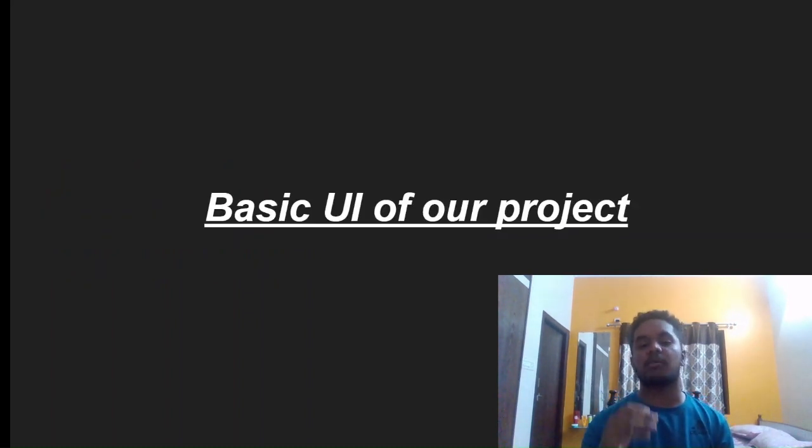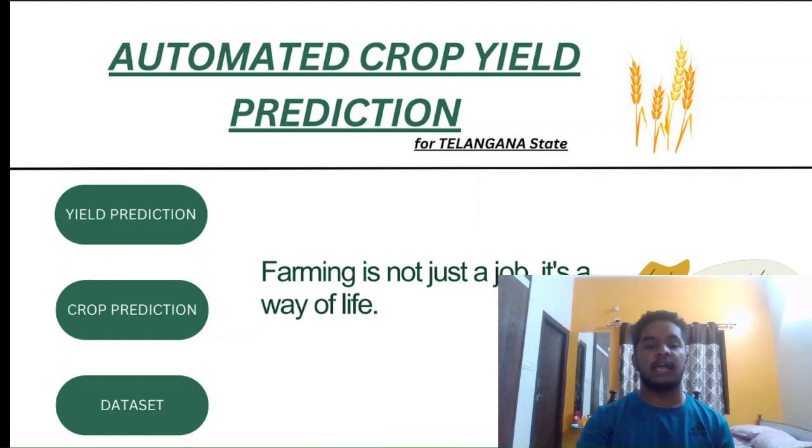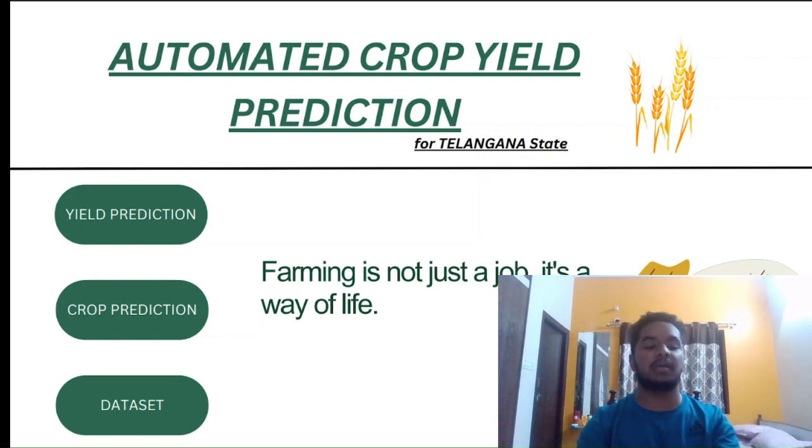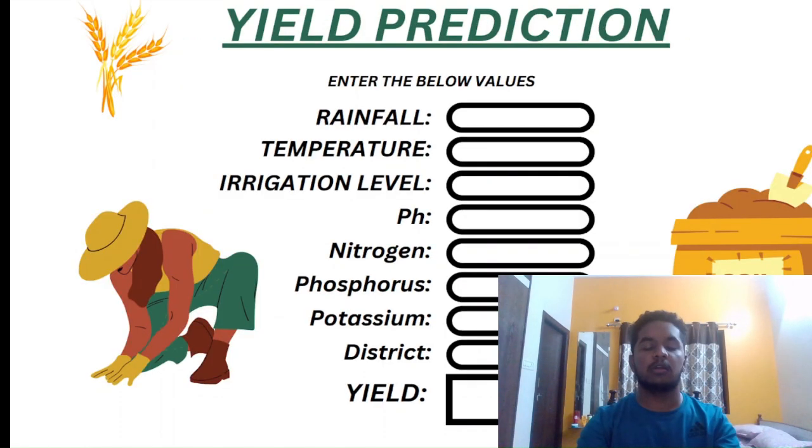So now let us talk about the basic UI of our project. As you can see here, the user interface would be similar to this. The user will be provided three buttons: yield prediction, crop prediction, and data set. Let us say that the user clicked on the button yield prediction. When he clicks on that button, he will get an interface which will be asking him to fill these parameters such as rainfall, temperature, irrigation, and others. When he fills the values, then he can get the yield predicted by our model.